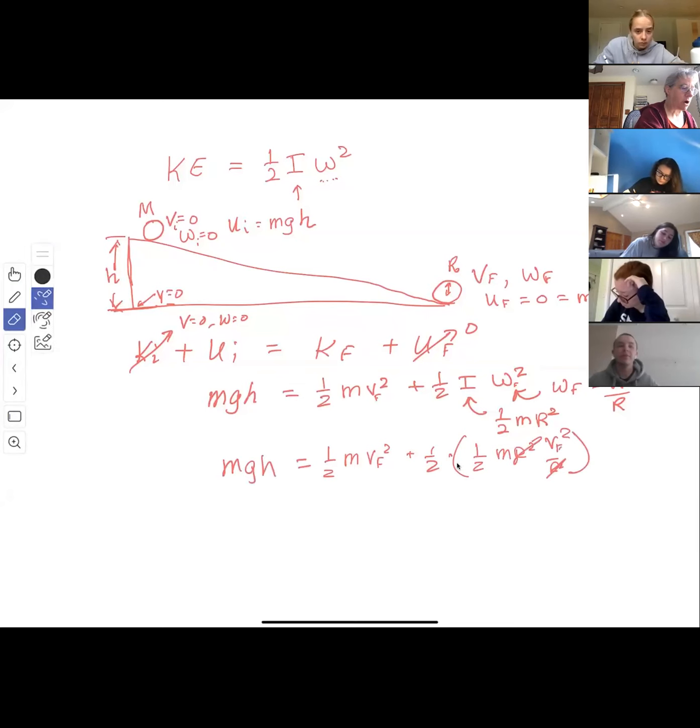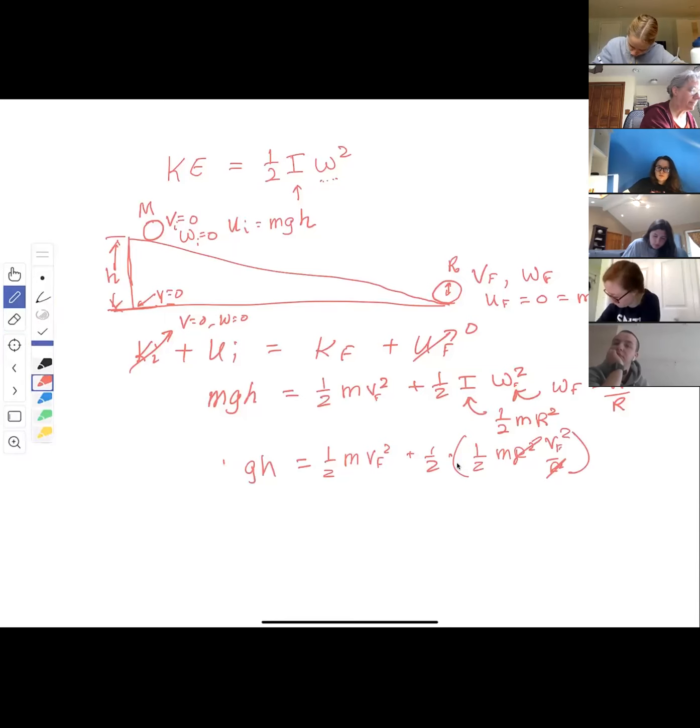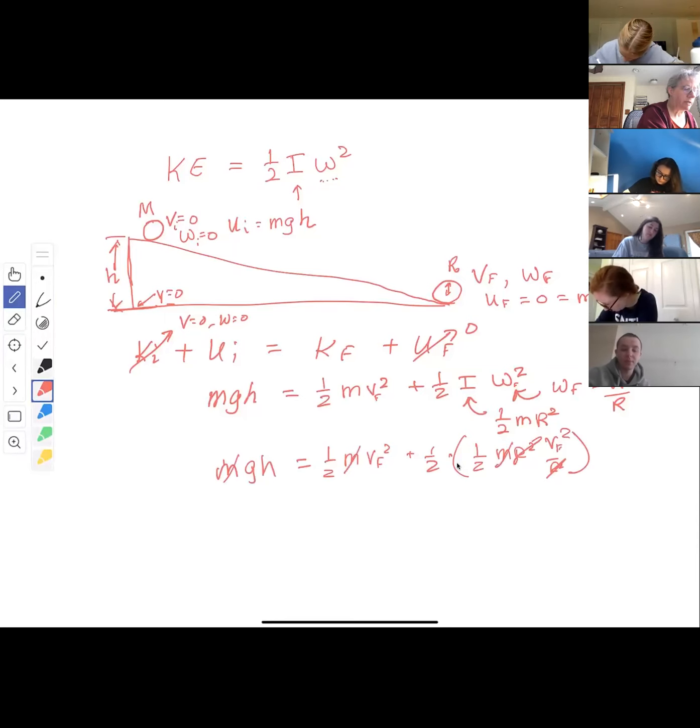So now I would argue every single term has an M in it, right? So the masses can cancel out here. And both of these terms have a 1/2 in front. So I'm going to multiply everything by 2. So I've got 2GH is V final squared plus this 1/2 MR, so there's a 1/2 in there.